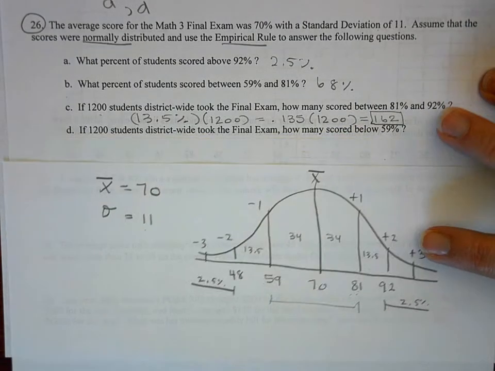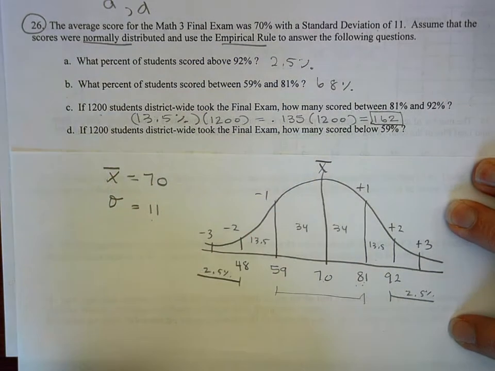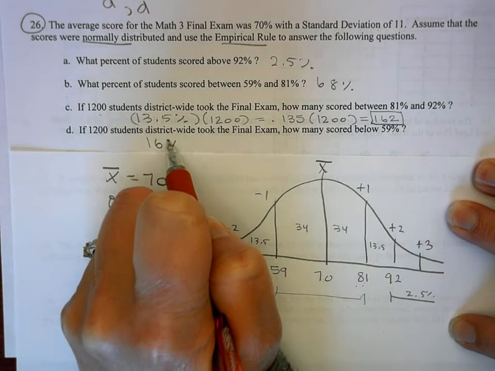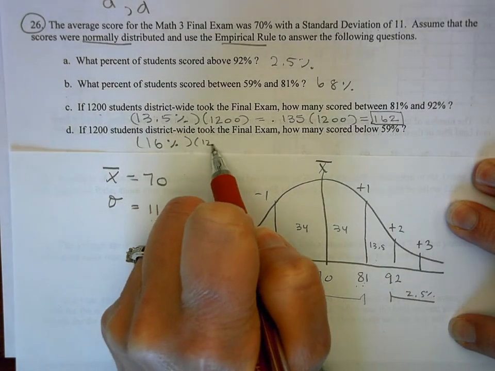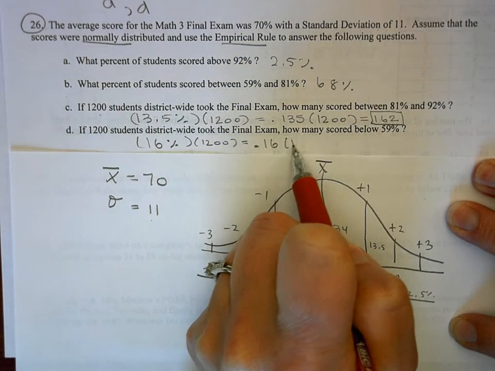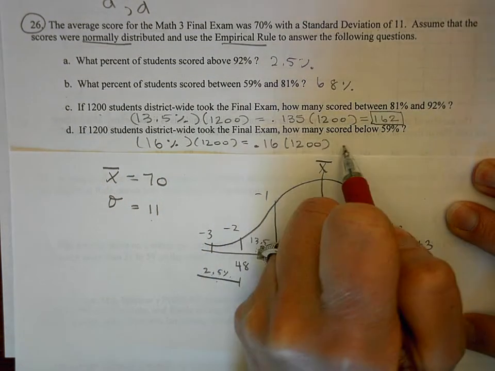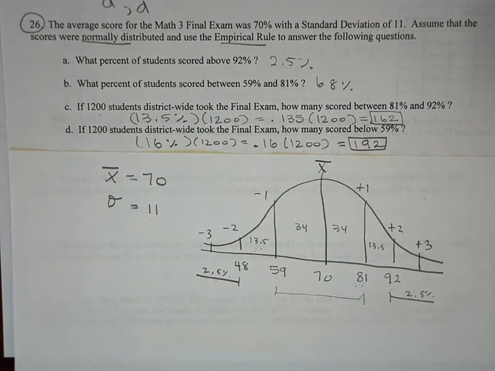And then for the last one, it says if 1,200 students took the final, how many scored below a 59? So below a 59%, so here's the 59%. So this is 13.5 and 2.5, so that would be 16% of the students. I'm just adding 13.5 and 2.5 of the 1,200. So make that into a decimal, so 0.16 times 1,200, which is 192. So 192 students scored below a 59%.